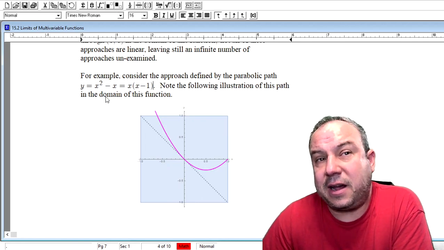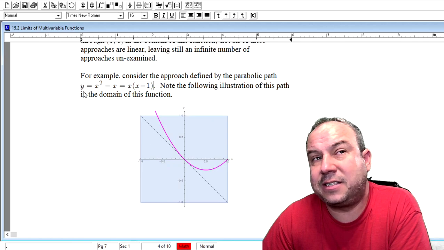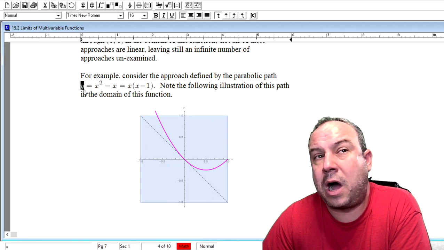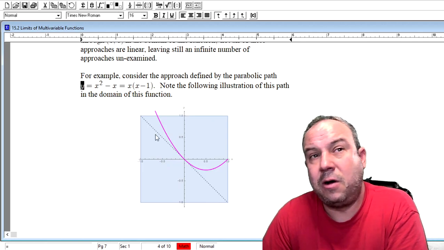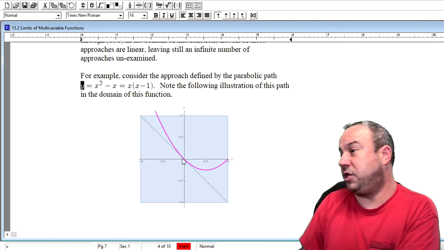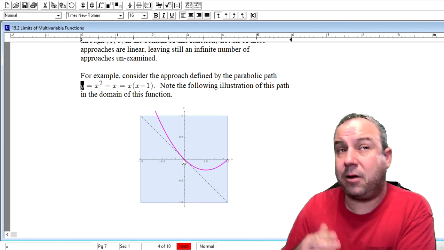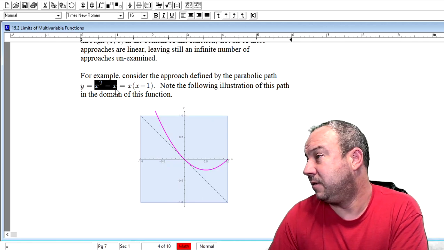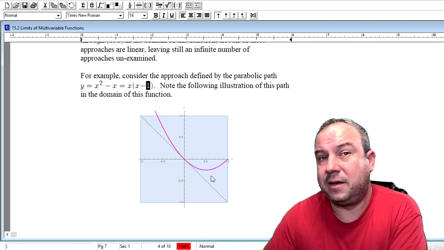And what you can see there, right, is that certainly is an approach that is passing through the origin. Plugging in 0 there for x will make this entire right-hand side 0, so y would also be 0 in value. Or 0 squared minus 0 is certainly a y value of 0. This approach does pass through the origin in the domain of our function. It is obviously not a linear path. It is a parabolic path. It is defined by a quadratic, x squared minus x. All right. We can see its x-intercepts at 0 and at positive 1 in value, this parabola.